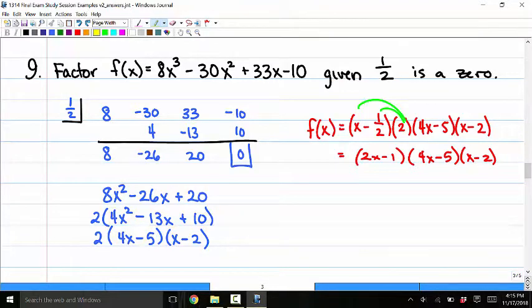So the initial question was to factor this polynomial. I know that x equals 1/2, so x minus 1/2 was one factor. And here's the rest of it down here. And to find the multiple choice answer, you needed to distribute this 2 here. And you get 2x minus 1 times 4x minus 5 times x minus 2. Those are the 3 factors that when you multiply together give you the original polynomial.